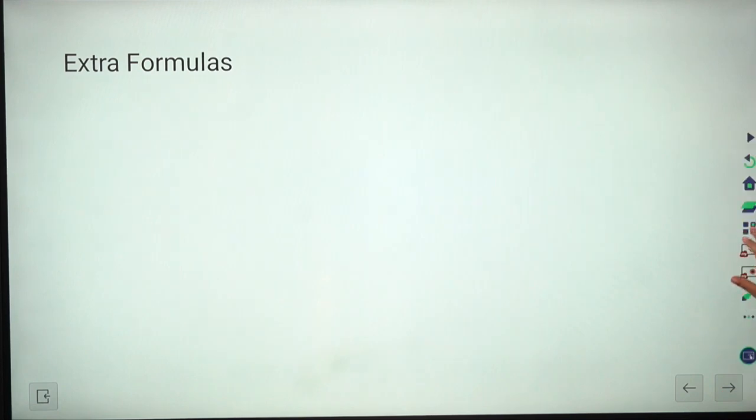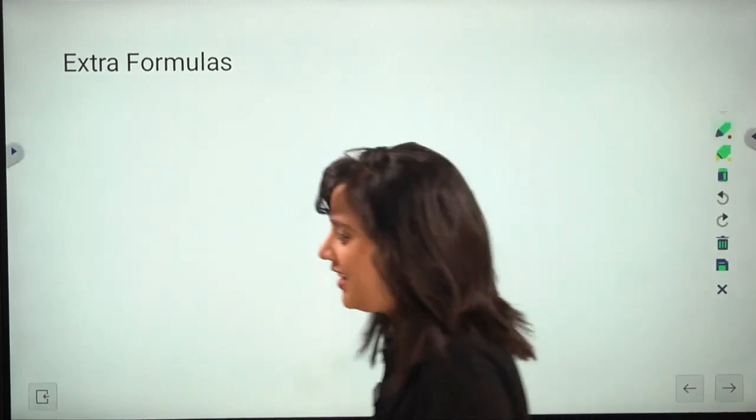We have some extra formulas as well which we have to study. Maths means formulas, lots of formulas, isn't it? Now see.